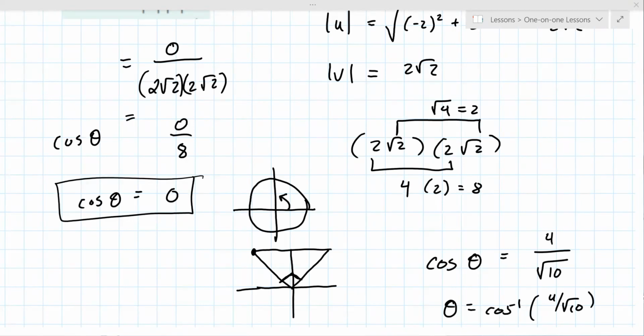Should it be in radian or degree mode? Degree. Cosine inverse of 4 over root 10. It says error. Oh, sorry. Do 2 over square root of 10. I chose bad numbers. About 50.77 degrees. Yeah, around that.